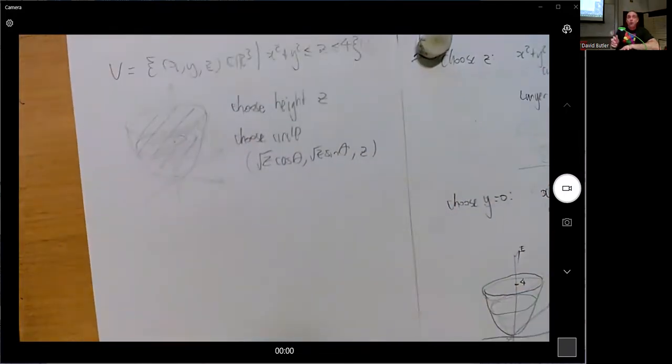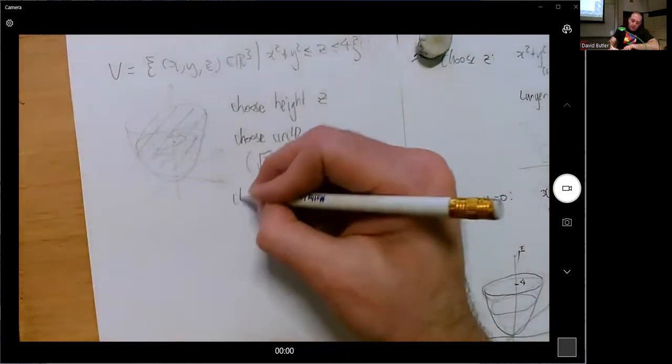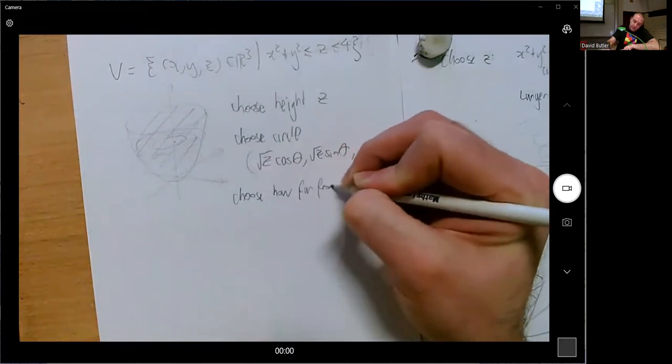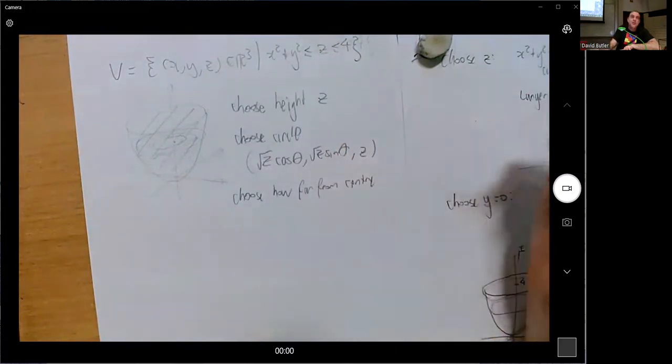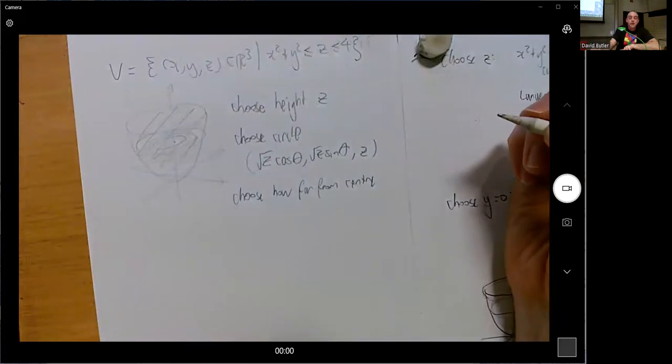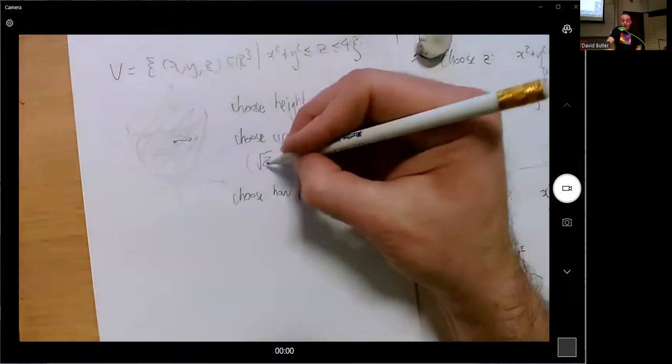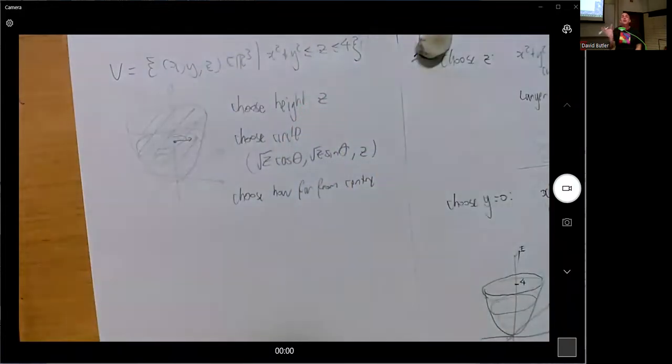And then what if I wanted all the space in between? Well, I'm going to choose how far from the center I am. This distance here. But instead of doing it as a distance, which would be different at every height, I could choose the distance, like a little r here, and say the r goes from 0 to root z. I could do that. But instead of choosing a distance, I could just say the percentage I am, the proportion of the distance to the edge I am.